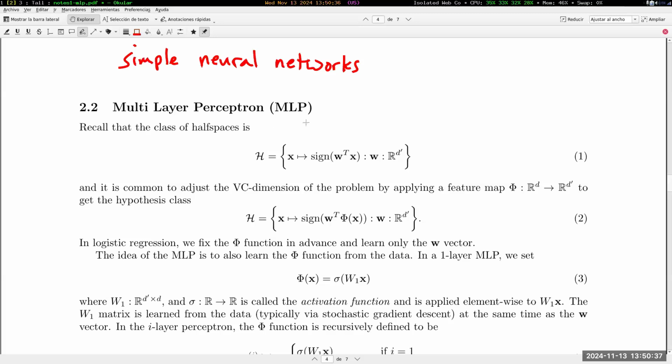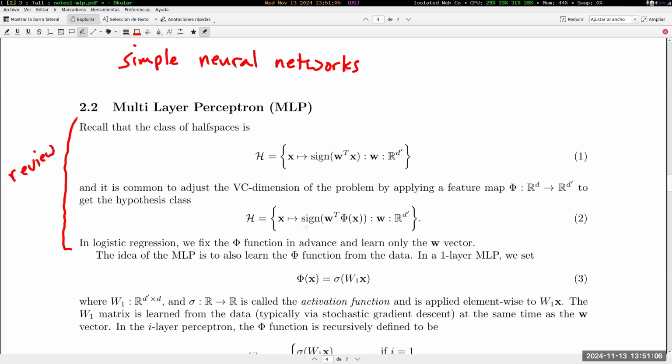But so here, the multi-layer perceptron, what is it? So here is our hypothesis class of half spaces, or the perceptron hypothesis class. Those are two synonyms for the same mathematical object right here. And we've already talked about that it's very common to adjust your VC dimension by applying some sort of feature map. So everything here in this first paragraph is all just review from stuff that we've talked about before, just reminding ourselves of the notation here.